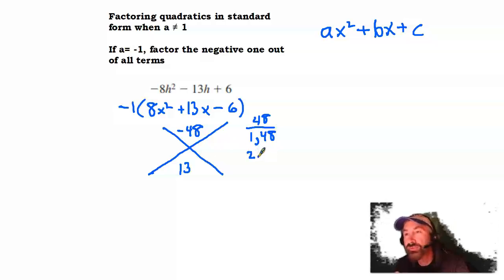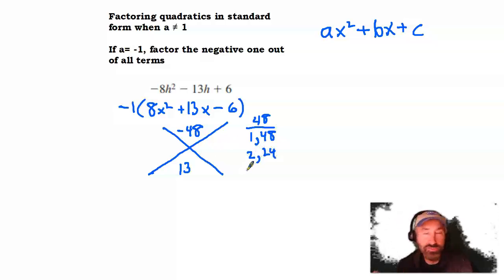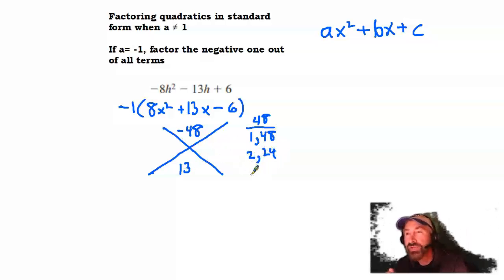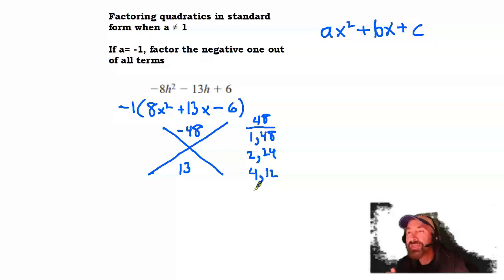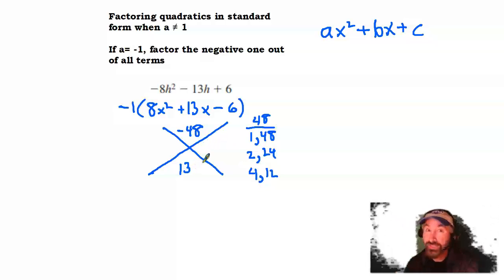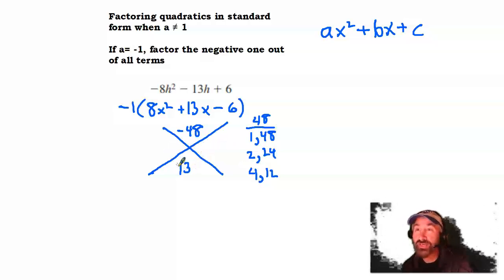Then we could try 2 and 24. 24 minus 2 is 22, so I'm still not at 13. And then maybe we could try 4 times 12. That gets me 48. 4 and 12 is 16. Close. 12 minus 4 is 8. Not quite. It feels like I'm missing the two numbers that could get me 13. And it's possible that there are no two numbers that get me 13. And if that's the case, we would say that this quadratic is not factorable. But I'm going to show you a little trick.